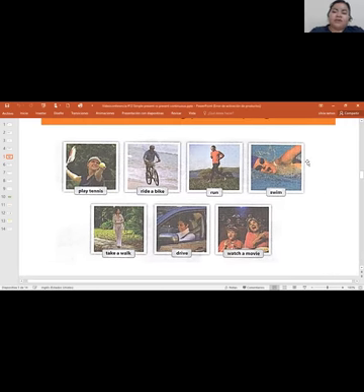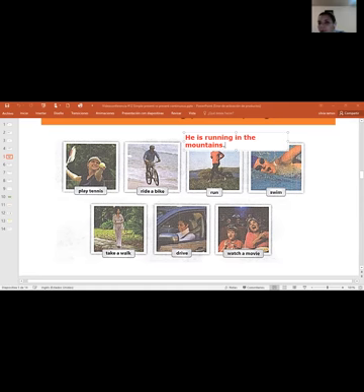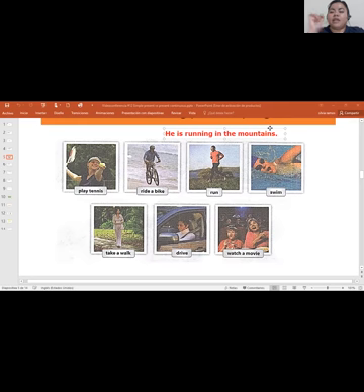Let's see here, Ana Gabriela. Number four. Run. He is running in the mountains. Very good. Mountains. Repeat. Mountains. Very good. Excellent example. Thank you so much, Ana Gabriela. He is running in the mountains. Look at the spelling of the verb, running.